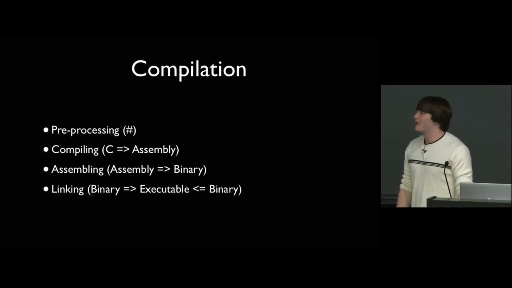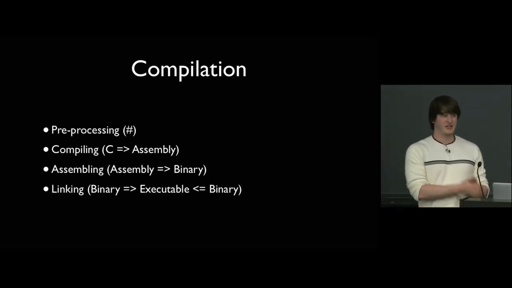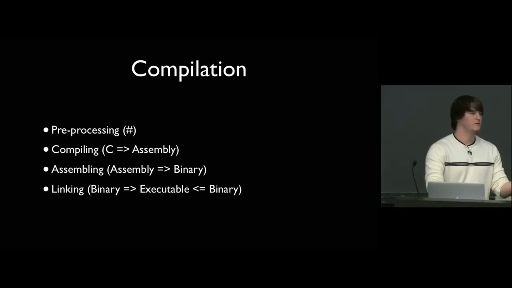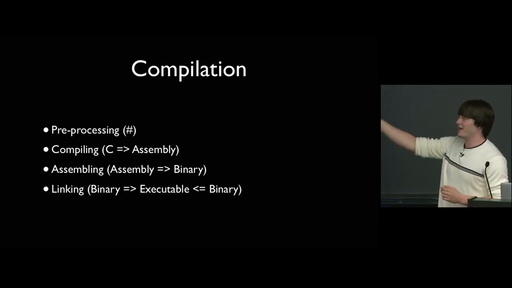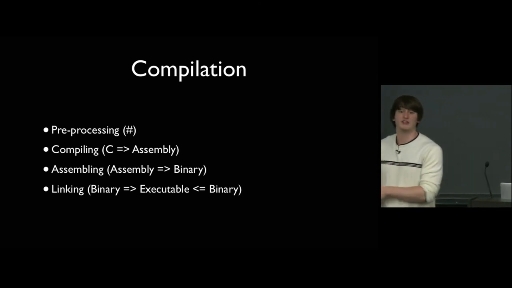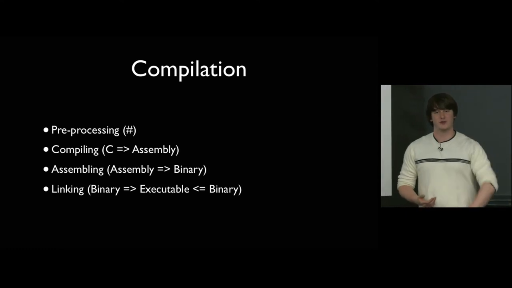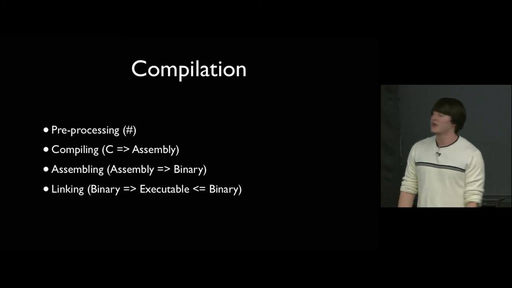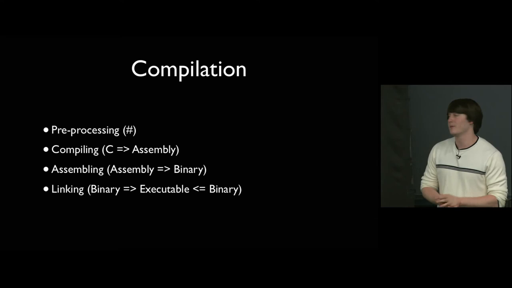So now that preprocessing is done, we actually compile. So what does compiling mean? We're now going from C code to assembly code. So compiling, we're going from C to assembly. This is an actual language change. Compiling itself means going from a higher level language to a lower level language. And C is a high level language compared to assembly. What is assembly? It's instructions that are pretty much made for your CPU.